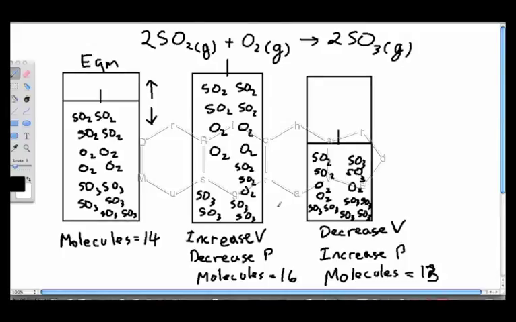The reaction is going to respond by going to the side that has more gas molecules, and the way you can look at that is to fill up the extra space that we've added by increasing the volume of the reaction vessel.